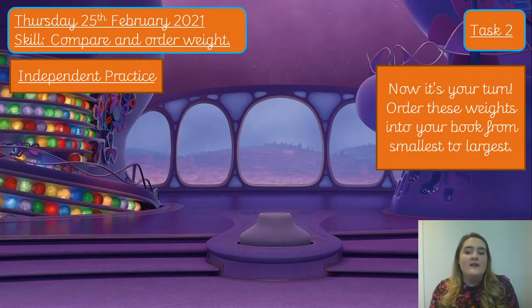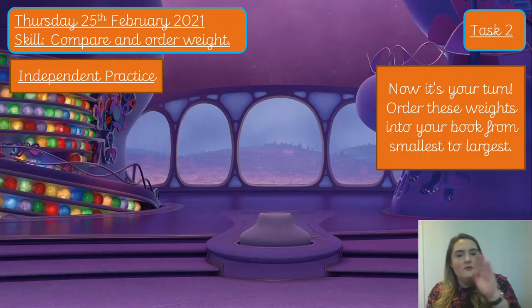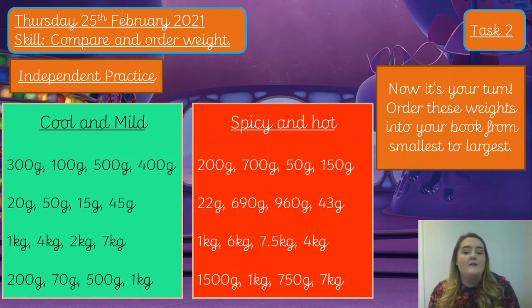You're going to be ordering these weights into your book from smallest to largest. So remember, smallest first, largest last, okay? So order them, think really carefully about the place value of the numbers, and look really carefully at whether it's grams or kilograms, okay? So I would now like you to choose whether you're doing cool and mild or whether you're doing spicy and hot, and I would like you to pause the video and order these weights into your book now, please.